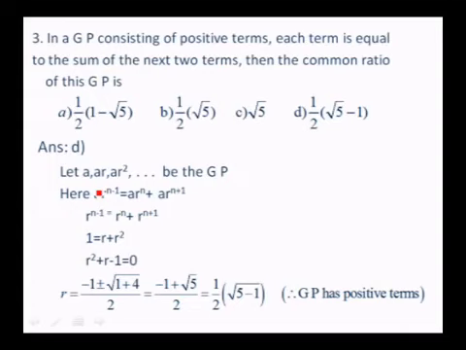So here also you can cancel R to the power of n minus 1, and 1 is equal to r plus r square.